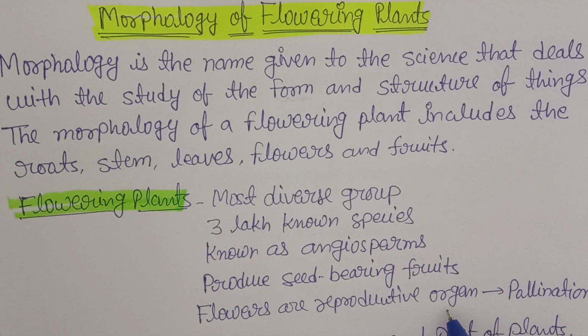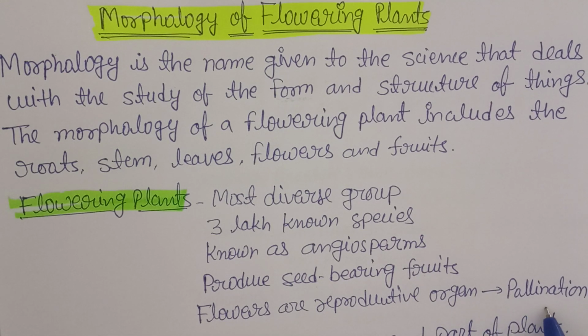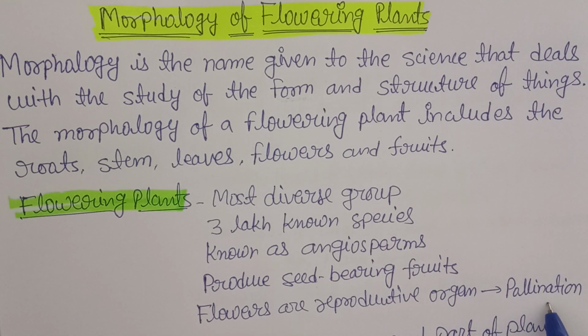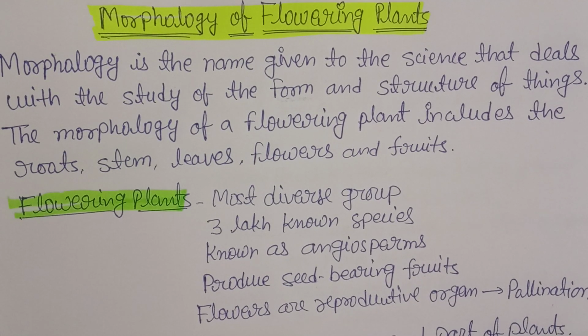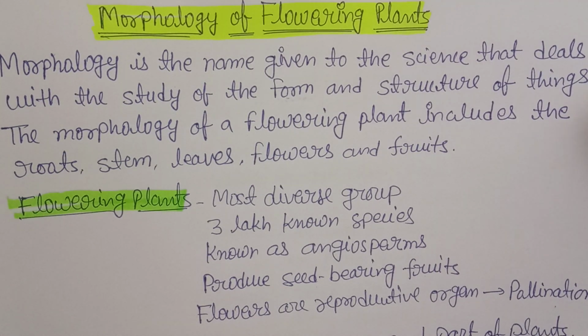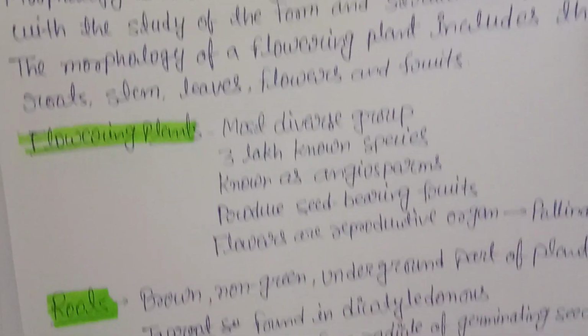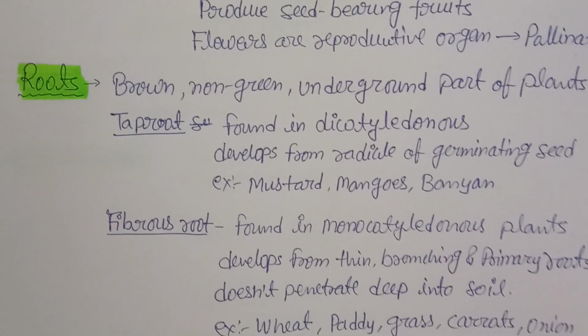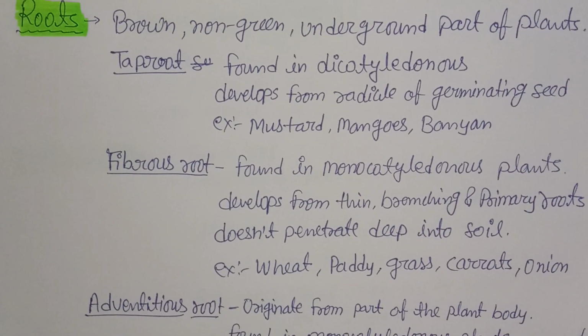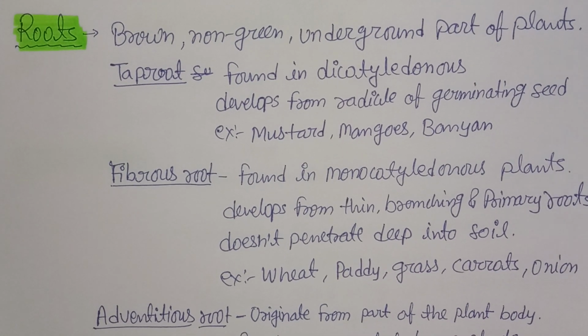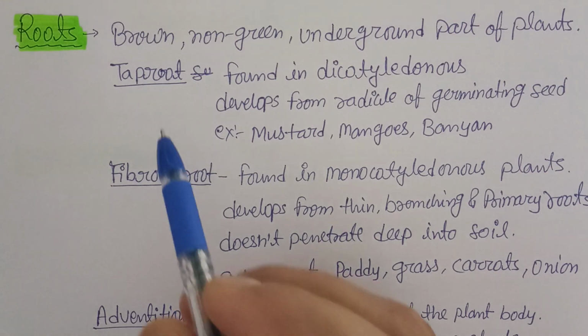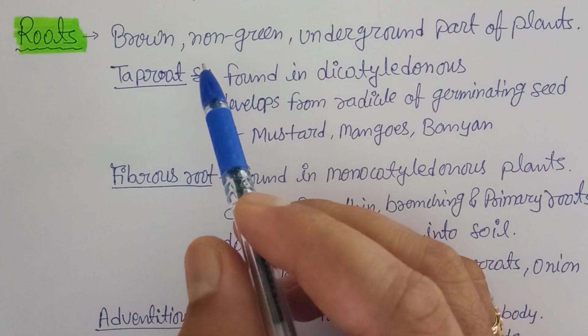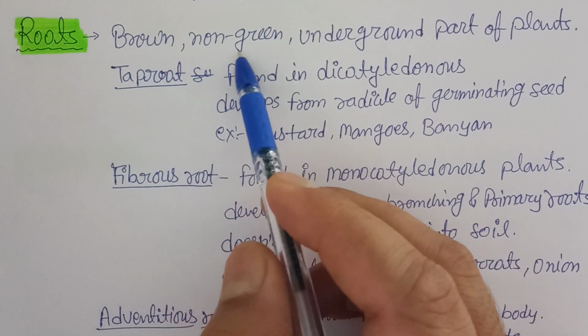Flowers are the reproductive organ, we know that, and they provide the space or platform for pollination, and further it can have reproduction, right? Under this we have certain things which we need to understand, like roots, right? When we talk about the roots of the particular plant, what these are and what their roles are. In remedial biology, we need to know the basics about the different parts of the plant, right? So when we talk about roots, these are brown in color, non-green, right?